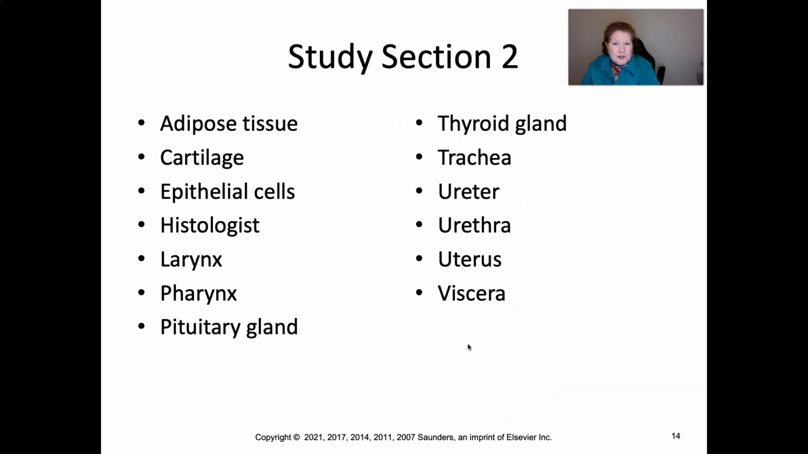So now we're going to move into the next section about adipose tissue, cartilage, epithelial cells, learning what a histologist is and what they do. Talk about the larynx, the pharynx, the pituitary gland, the thyroid gland, trachea, ureter, urethra, uterus, and viscera.